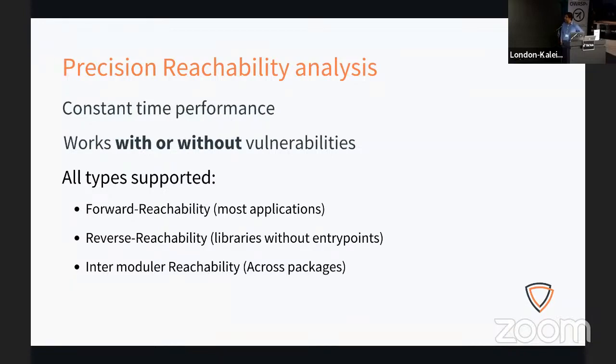Forward reachability may not work in all cases. For example, libraries, okay? Apache Commons Validator library, or your organization might have a library which is only making calls out, like it doesn't have an entry point, doesn't have a root, it doesn't have anything, right? So in these cases, we need to do reverse reachability analysis, which is you start from the sink and try to identify all the possible sources.